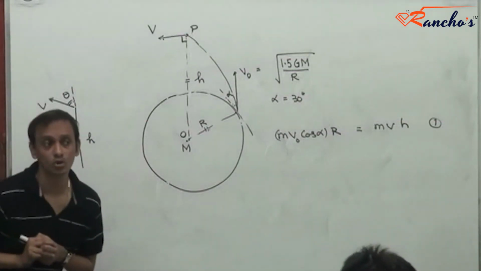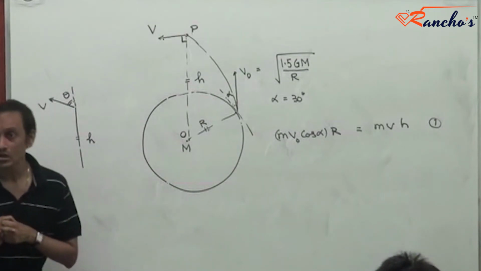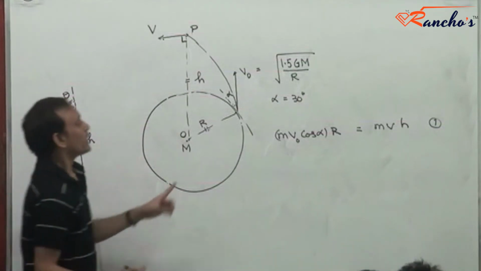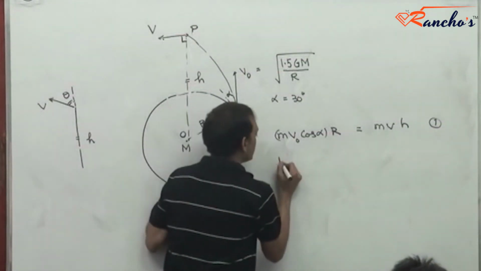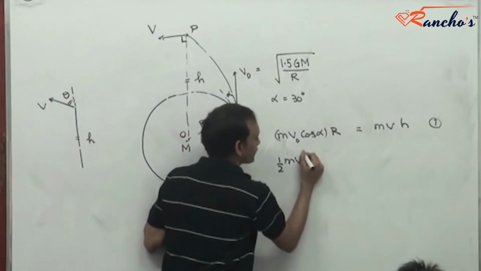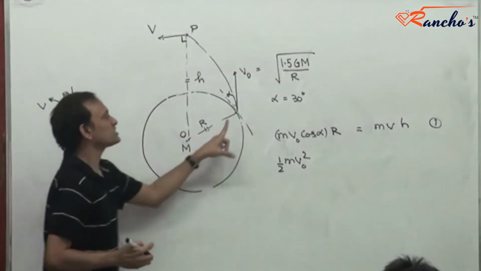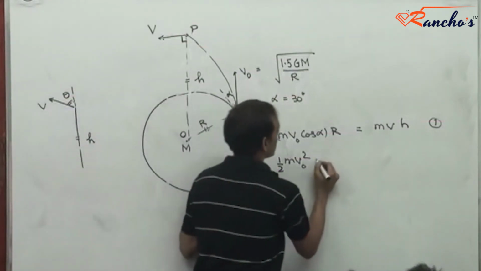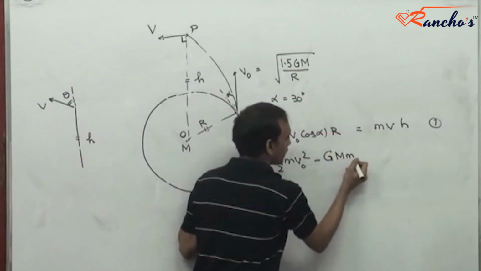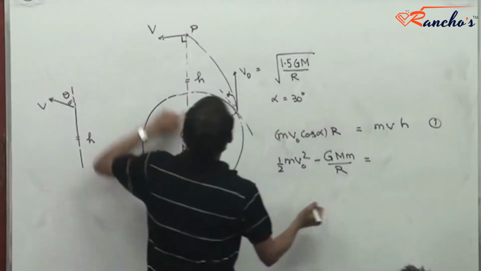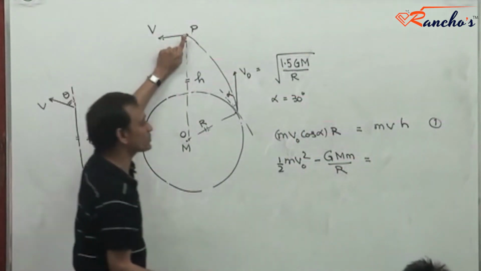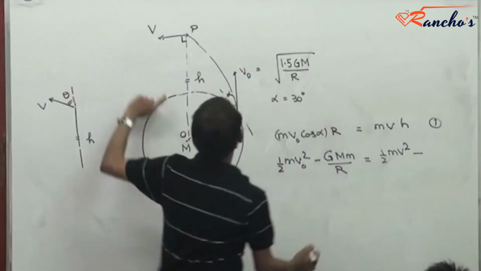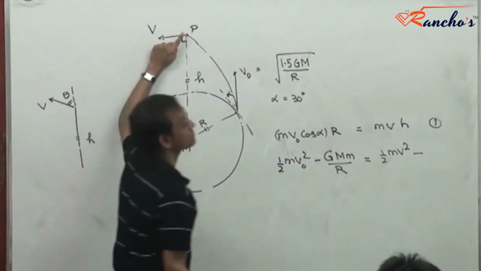And then energy: because there are no dissipative forces, the sum total of kinetic and potential energy must remain constant. At this point, what's the kinetic energy? Half m v0 squared. What's the potential energy? Minus G M m by R. At the final point, what's the kinetic energy? Half m v squared, and the potential energy is minus G M m by h.